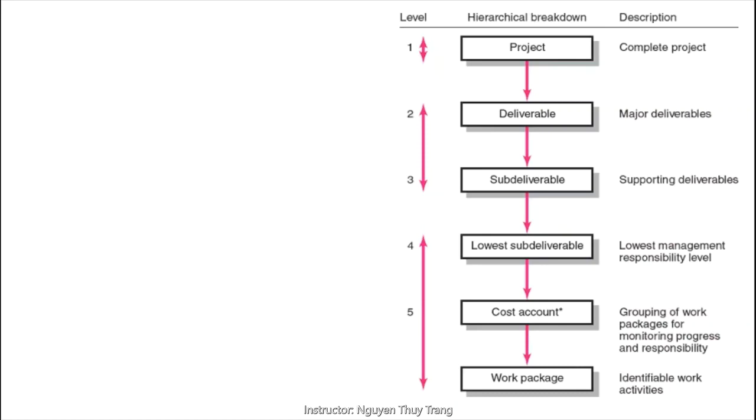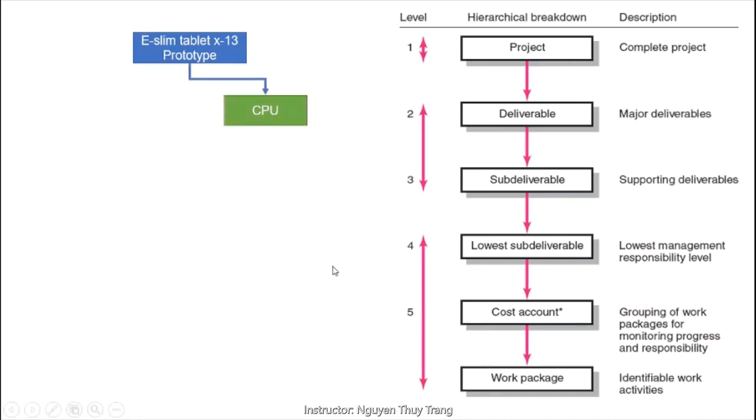On the left, I will show you a simplified WBS. There are likely to be many more items, but for illustrative purposes, we are limiting our focus to just some items. At the top of the chart is the project end item, the eSlim Tablet X13 prototype. Level 2 indicates 2 major deliverables, CPU or Central Processing Unit, and the hardware.